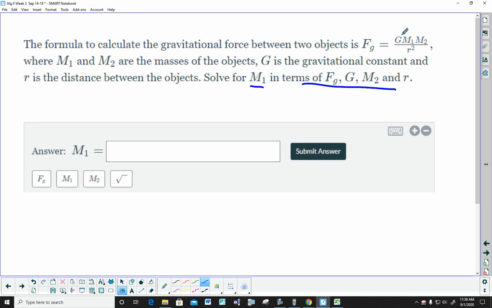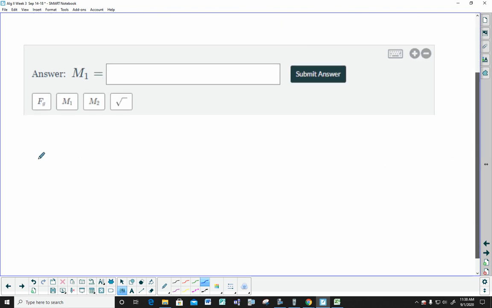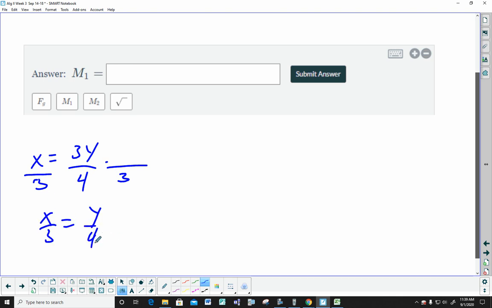Well, what I want you to see is all of that stuff is held to M sub 1 by either multiplication or division. Let me show you something more simple. X is equal to 3y over 4. I want to solve for y. The 3 is held by multiplication and the 4 is held by division. Rather than going, okay, I'm going to undo multiplying by 3 by dividing by 3 first, so I have x over 3 is equal to y over 4, and then going, well, I'm dividing by 4, so I'm going to multiply both sides by 4.